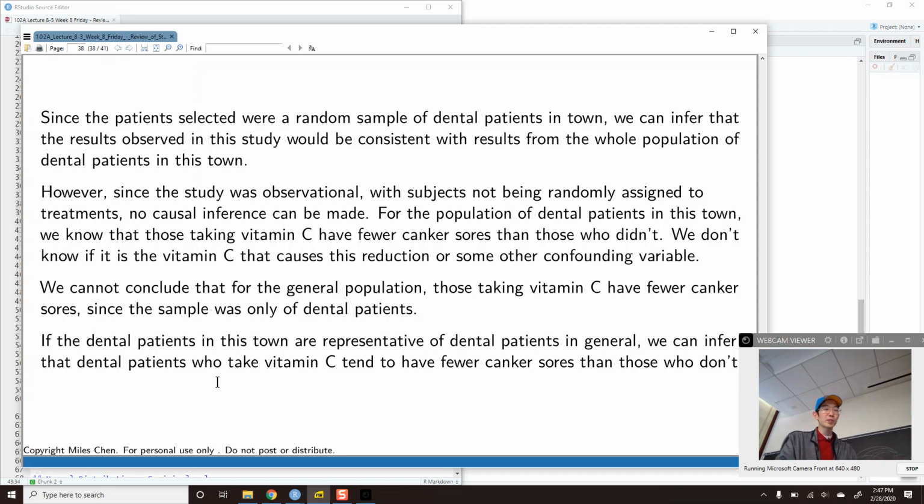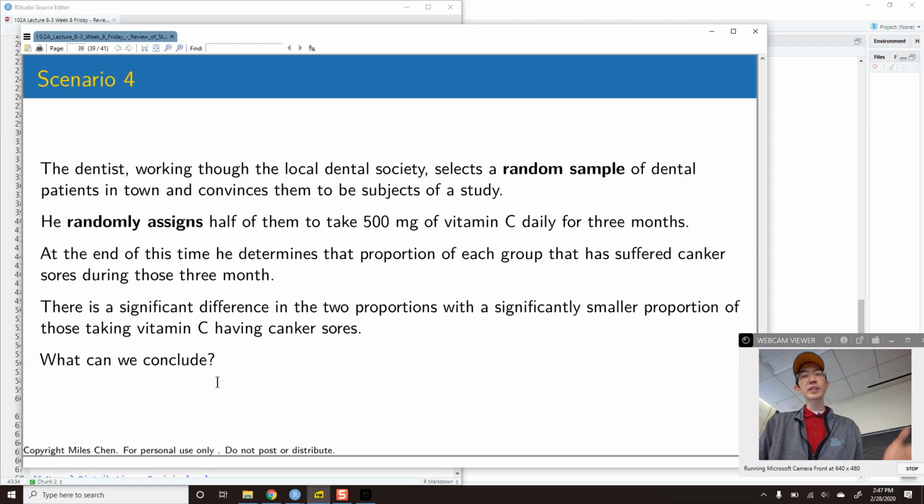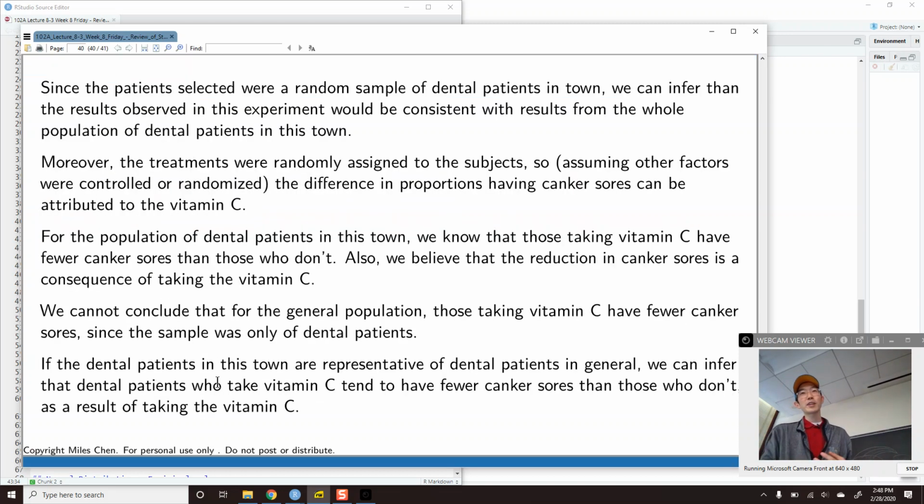And so whatever we find, we can say those who take vitamin C will tend to have fewer canker sores than those who don't in the general population, but we can't make it a cause and effect conclusion. So maybe there's something else related to canker sore development and taking vitamin C. Who knows, okay? All right, and then the last one, which is a little overkill, is just if you have both random assignment and random sampling, then you can generalize to the full population and make a cause and effect conclusion, okay?